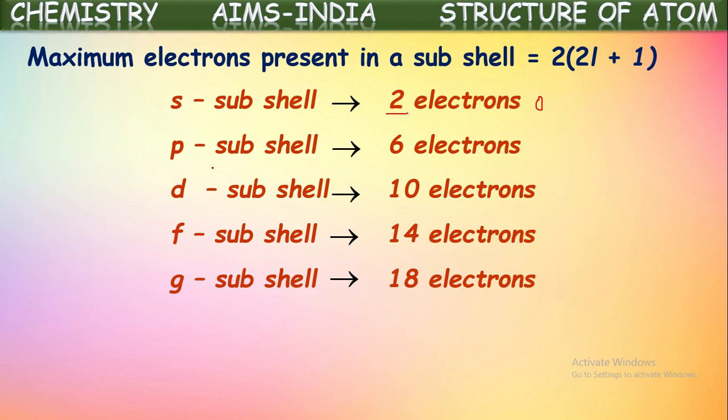If it is for P subshell, we know for P subshell L value is 1. If we substitute 1 in this, we get it as 2 plus 1, 3. 3 into 2. Totally it becomes 6. So a P subshell can accommodate totally 6 electrons because there are 3 orbitals in it. Next, D subshell can accommodate totally 10 electrons if we substitute 2 in this formula. If we substitute 3 there in that formula, we get 14 for F subshell. In this way, the maximum number of electrons that can be accommodated in a particular subshell is given by the formula 2 into 2l plus 1.